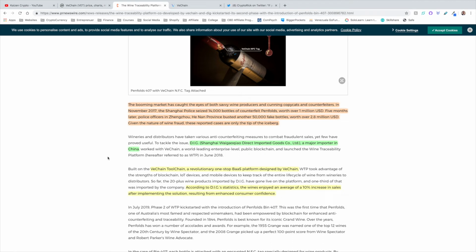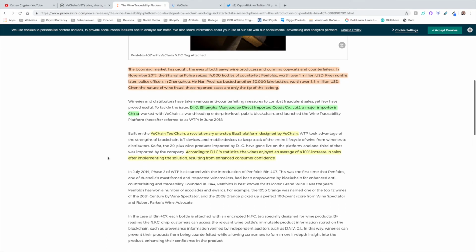So when a consumer goes to pick up a bottle of wine, or anything really for that matter, the fact that you know exactly where it came from, spending your hard-earned money on something, you know for a fact that this is where it came from, this is how it's been produced, this is legitimate, this is exactly what it says on the label. That is something that people are willing to pay for, and it shows. So very interesting to see.